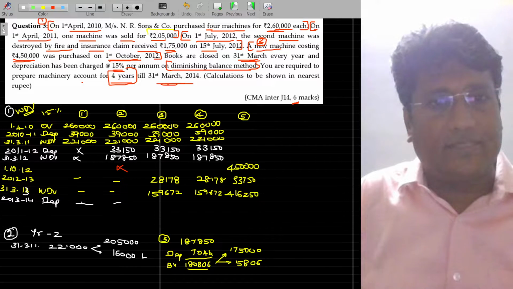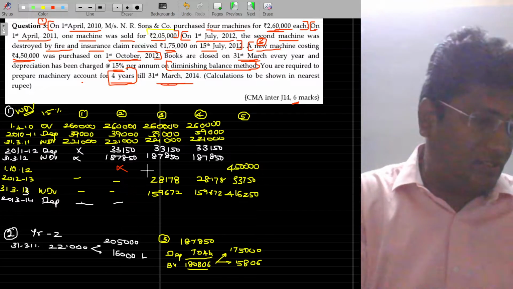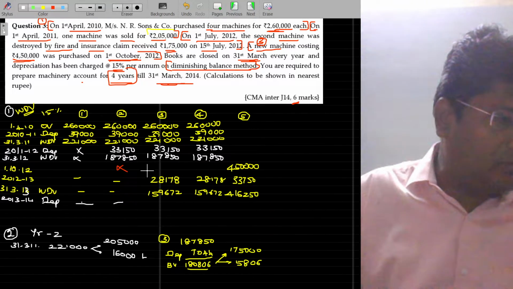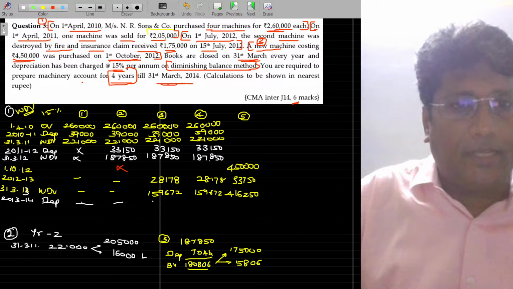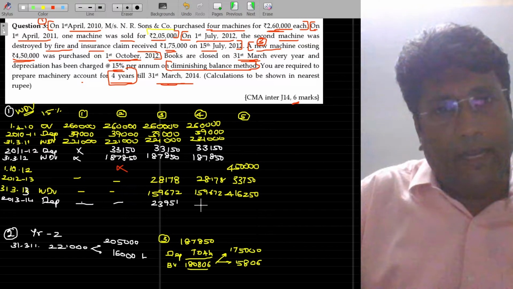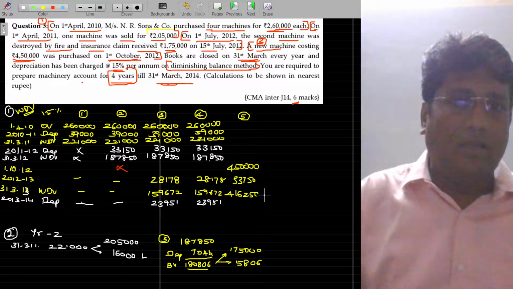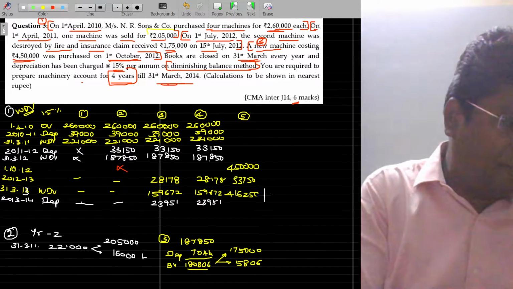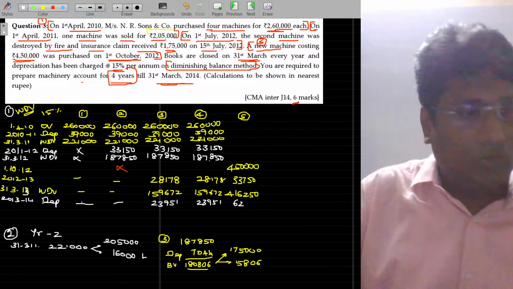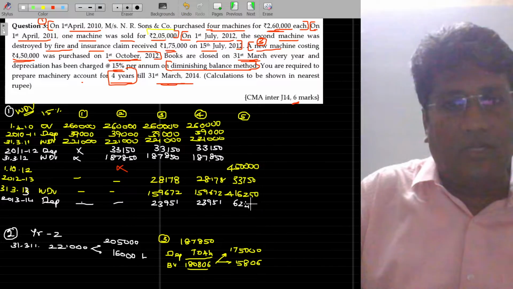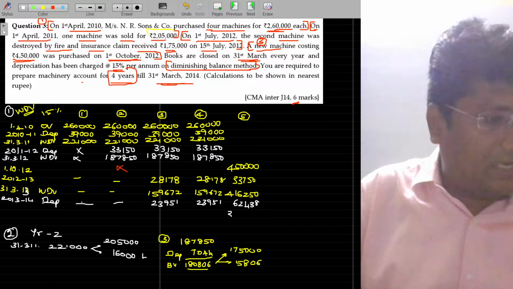The first asset is not there and the second asset is also not there. For the third asset, as per the book value, it is 1,59,672. For that, 15% being 23,951. And finally, the last asset, 4,16,250. For that, 15% will be calculated. That value being 62,438.